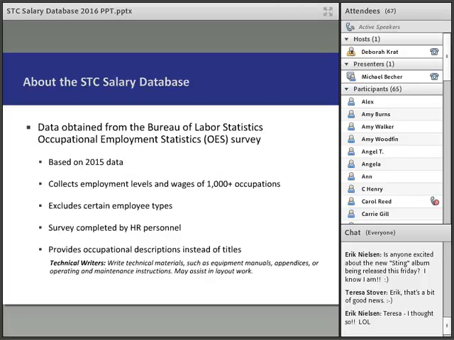And I had mentioned before that they use occupational descriptions instead of titles. And again, that's just to really hone in to make sure that the person filling out the survey is filling out the survey for the correct individual, not just a job title, which can range all over the place. And for technical writers, I have that definition listed at the bottom of this slide. The definition is: write technical materials such as equipment manuals, appendices, or operating and maintenance instructions, and they may assist in layout work.